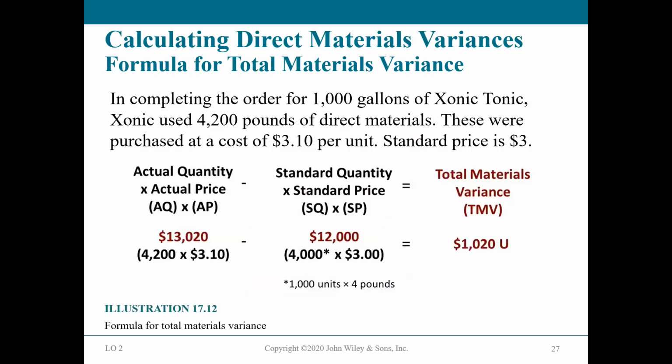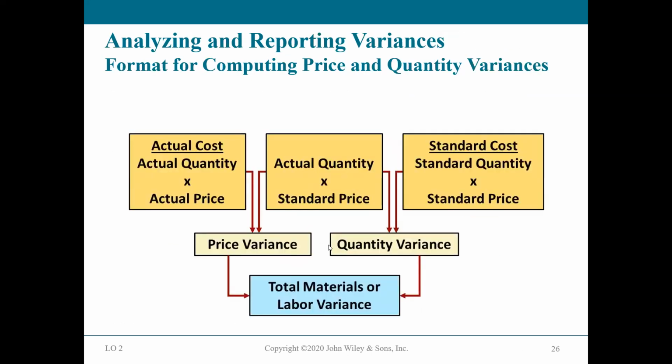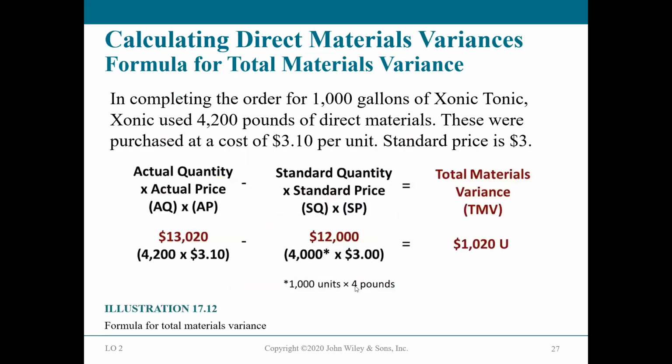So let's look at the total materials variance. So this is the bottom number in this little chart here. So we're going to start here and work backwards. So in order to complete the order for 1,000 gallons of the exotic tonic, we used 4,200 pounds of direct materials. They were purchased at 3.10. Standard price was 3. So we look at our actual quantity, actual price, 4,200 times 3.10, minus the standards, 4,000 times $3. So we had a total unfavorable materials variance of 1,020.